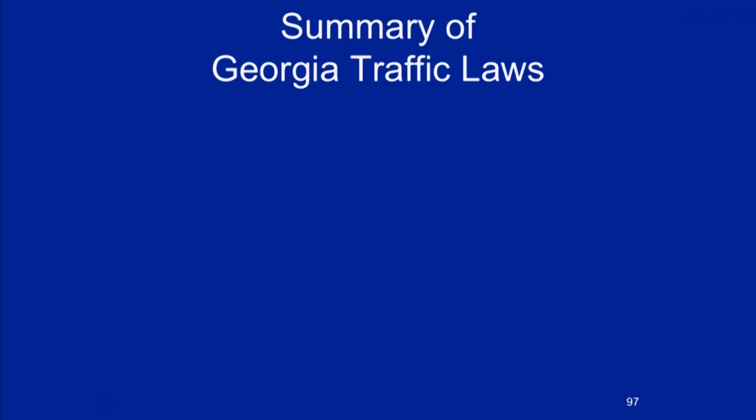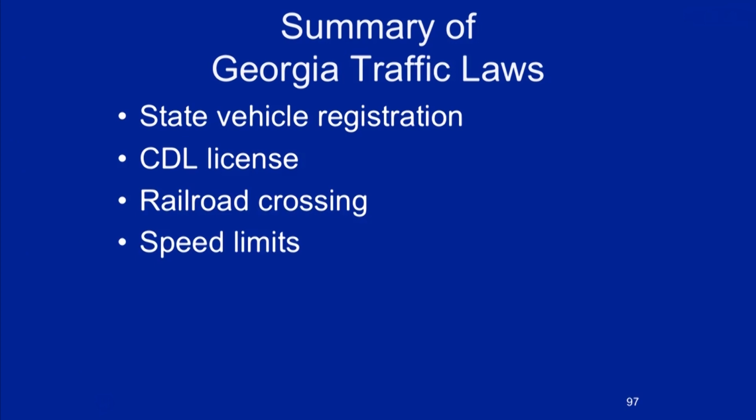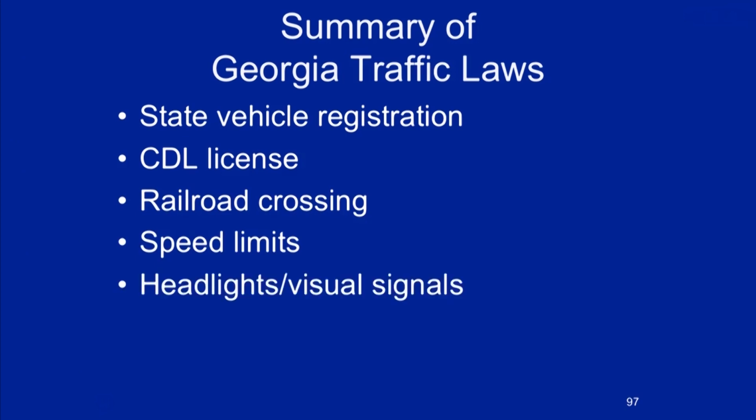All right, summary of the Georgia traffic laws. And again, 40 code is the Georgia traffic laws. They go over state vehicle registration. We've talked about CDL licensing, railroad crossing, speed limits, the use of headlights. When loading and unloading students, the headlights must be working. Prohibited use of the visual signals. Again, you cannot use them within 30 feet of an intersection that has a traffic signal or a police officer controlling traffic, and you're not to use them off the roadway. Reporting violations of stop arms, and again, what is a stop arm violation?